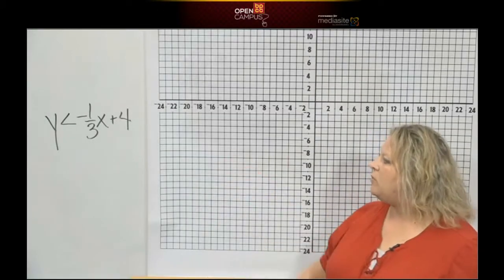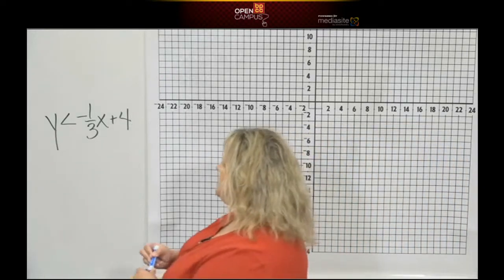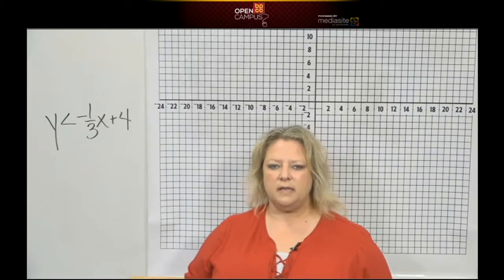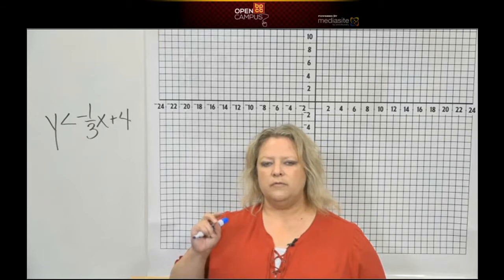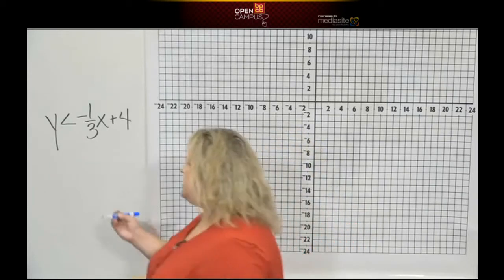Okay, here's our last one. Y is less than negative 1/3 x plus 4. So let's do a couple of things. The first thing I want to say is, what kind of line is this? Horizontal, vertical, or diagonal? Which one is it? That's right, it's diagonal.